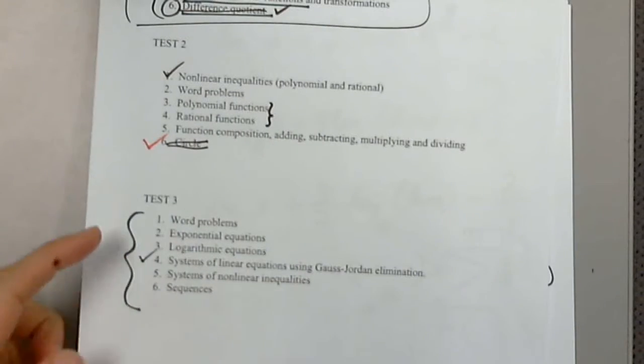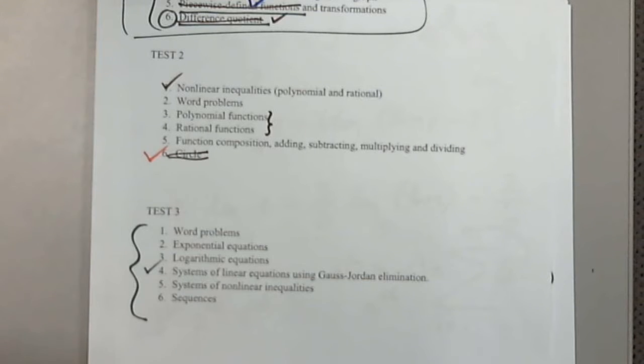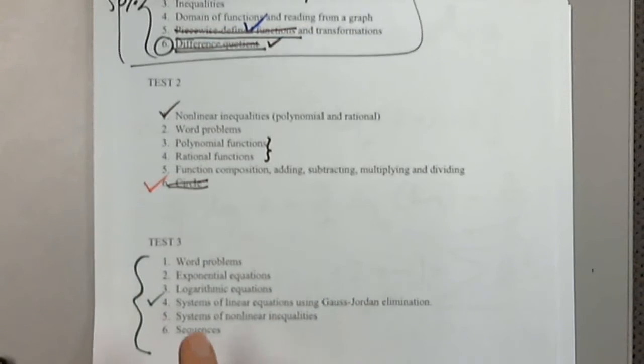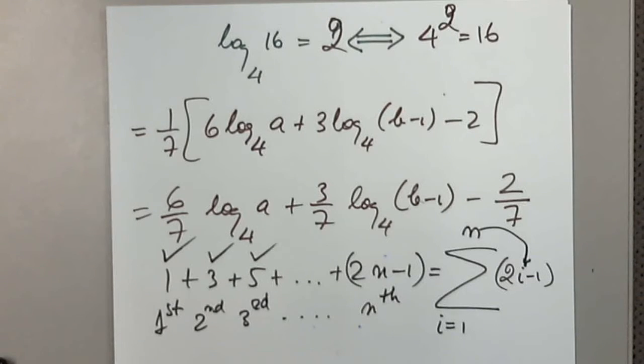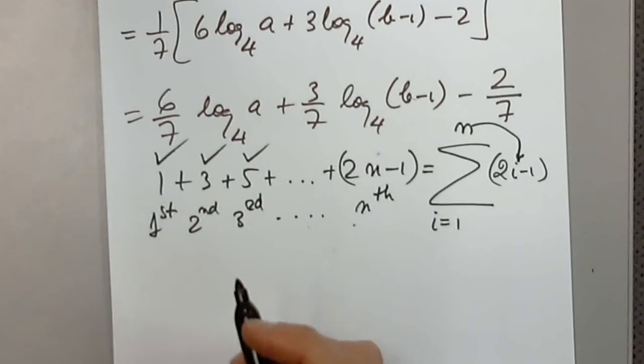Anything else from these topics? Are we still on test 3 or can we go back? Say, yes, from test 3? Yes. Number 20. It says write the first 4 terms.